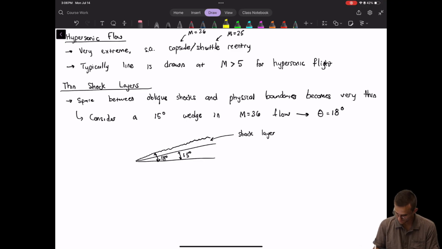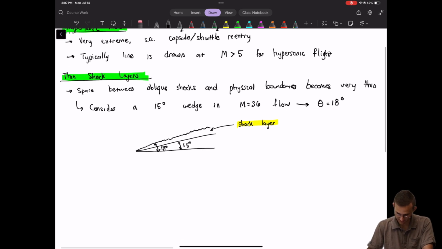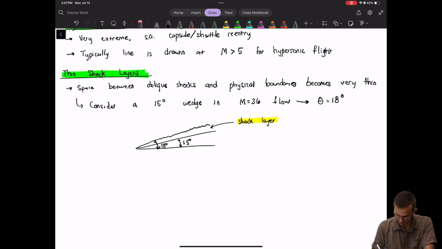Let's make sure we're using our normal highlighting convention here. So that's what the actual situation looks like. Let's make this a little more clear with the diagram. And then there's this concept of the entropy layer.